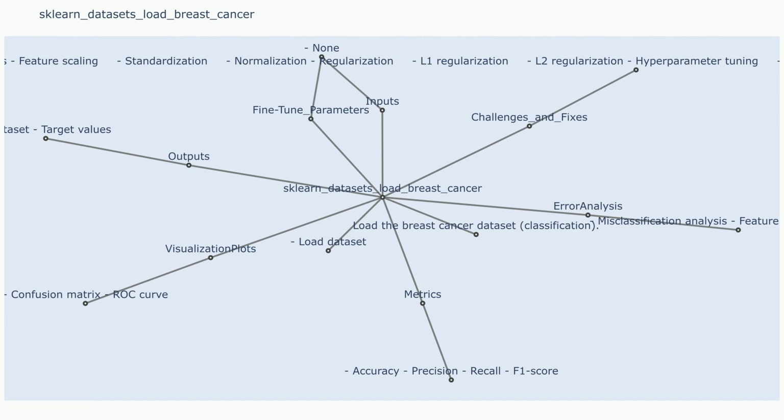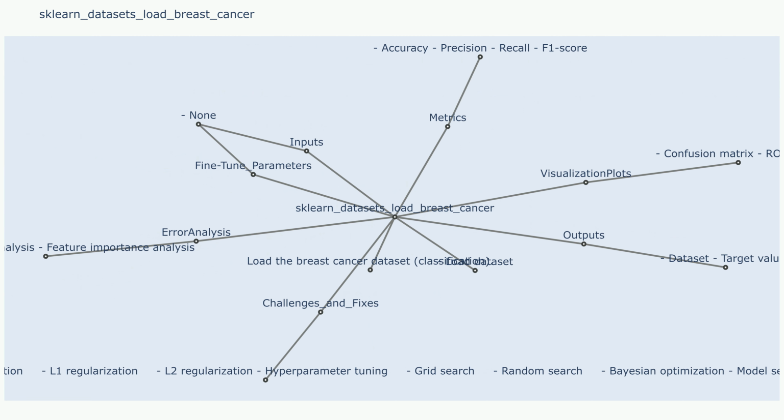Inputs: None. Outputs: data, a NumPy array of shape 569 by 30, representing the 30 features for each of the 569 samples. Target, a NumPy array of shape 569, representing the class labels: 0 for benign, 1 for malignant.